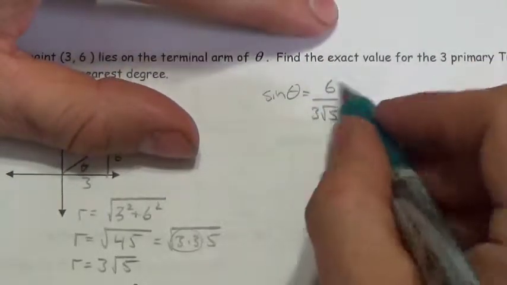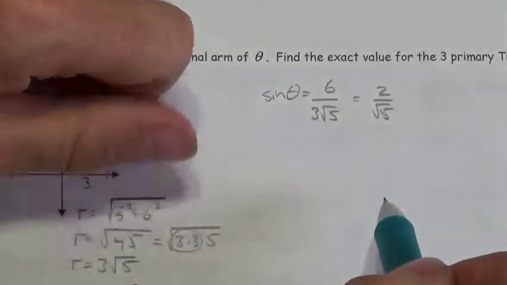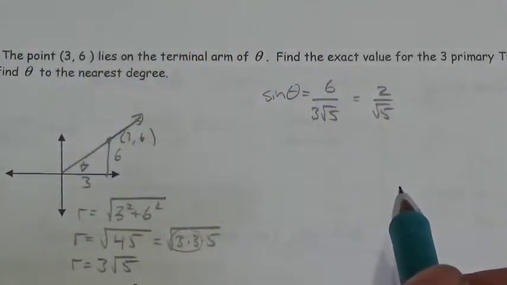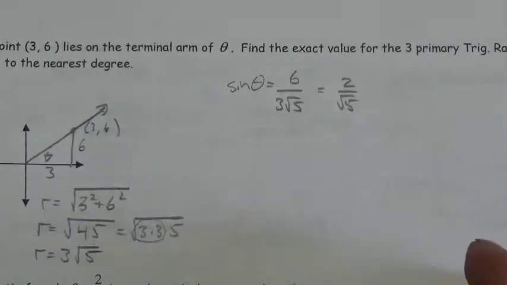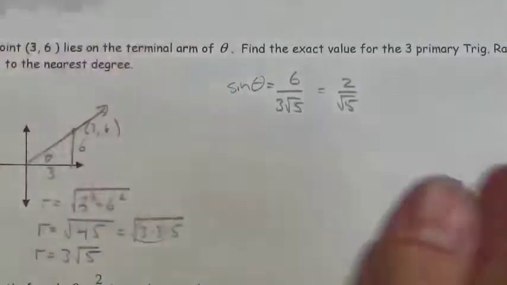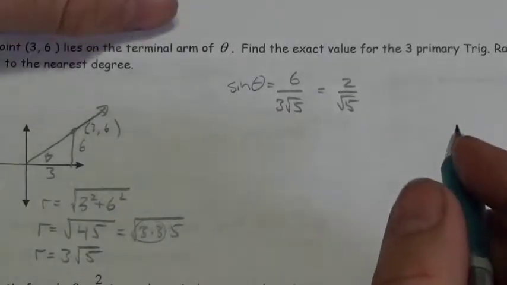I can do that. 6 divided by 3 is 2. But I'm stuck with a root 5 in the denominator. Okay? Now, depending on the order in which this course is kind of coming at you here, you might be expected to go a little bit further here. That might be as far as you're expected to take it, by the way. 2 divided by root 5.